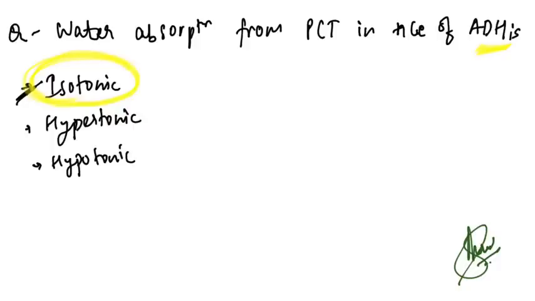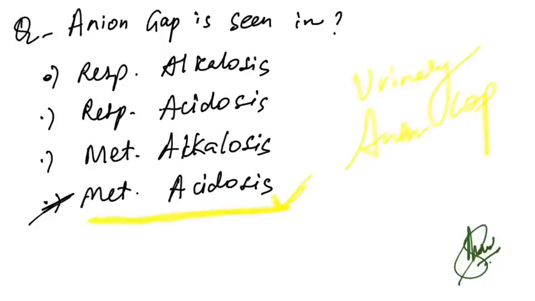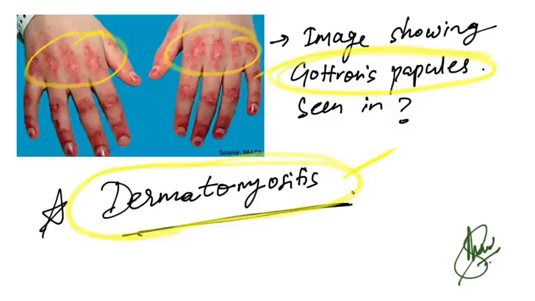Now, water absorption from the PCT in the absence of ADH is isotonic. The solution is isotonic, not hypertonic. That is in the DCT. Now, anion gap is seen in metabolic acidosis. In urinary anion gap, we can see. And the image showing Gottron's papules, it is seen in dermatomyositis.